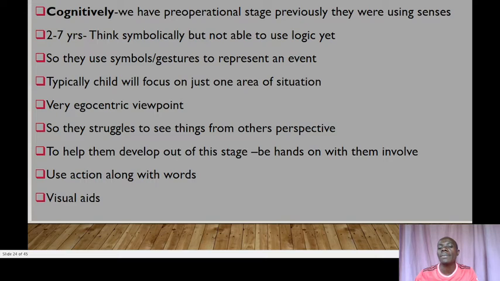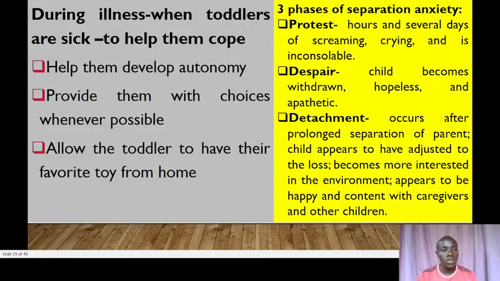You need to help them. You need to involve them in whatever you are doing. Okay, you use action along with words, visual aids. Okay, in that case, what happens when they are sick? How are you supposed to help the toddlers cope? How are you supposed to help them develop out of this stage so as to get to the next stage?